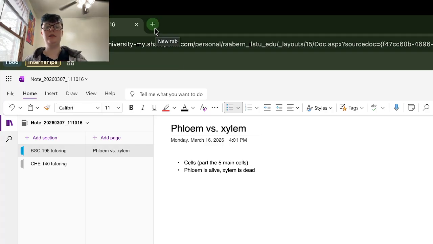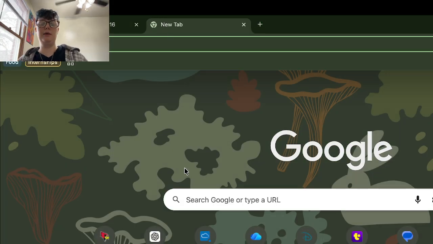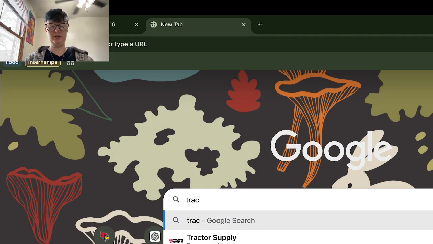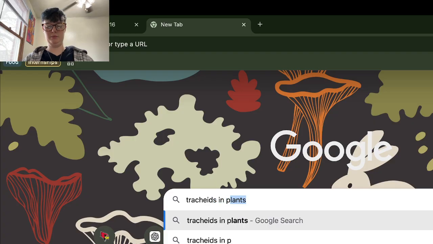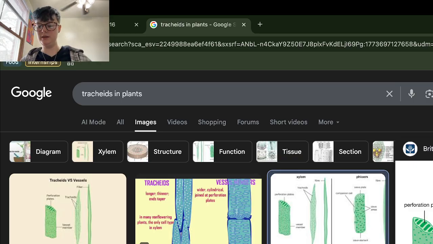So xylem will normally move things along a plant in 2 main ways. The first one is the tracheid, and the second way is through vessels. Now, normally vessels are a part of the tracheid, but your professor included them separately, so I figured I would do the same. To show you what that would look like, I'm going to go over here and just look up tracheids in plants, so I can try to get you some good ideas.